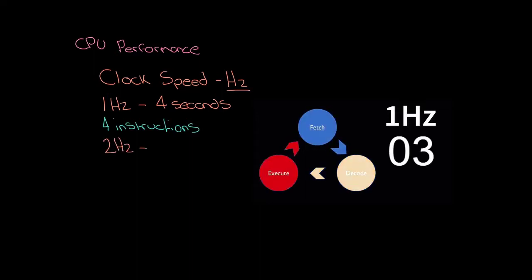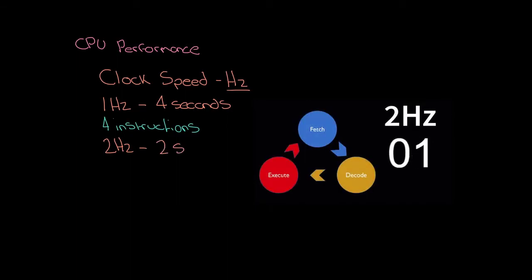However, if I get a CPU which has got 2 hertz, I'm still processing the same amount of instructions here, so 4 instructions, but it's 2 hertz. Have a look at the animation on the right now. It takes 2 seconds, because I can process them twice as fast. So I'm improving the performance of my CPU by increasing the amount of times I can go around the fetch, decode, execute cycle in a second.